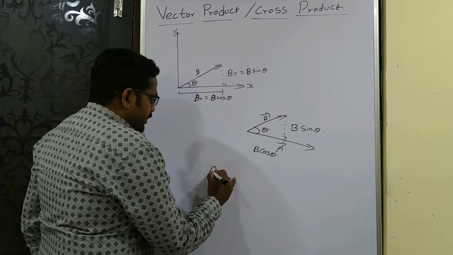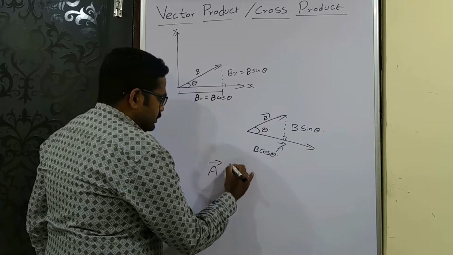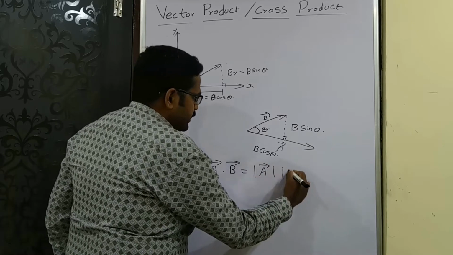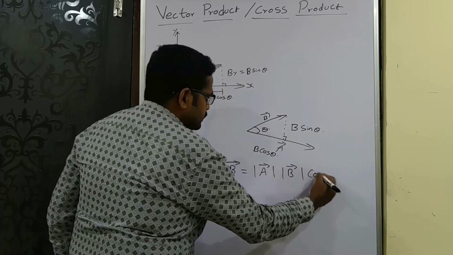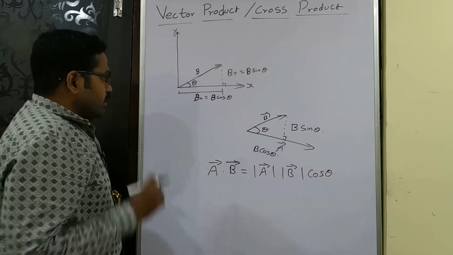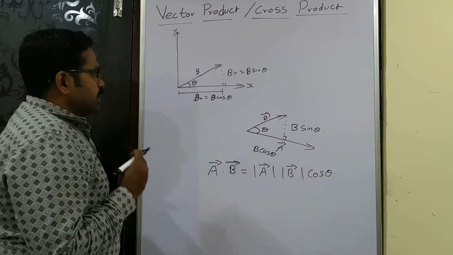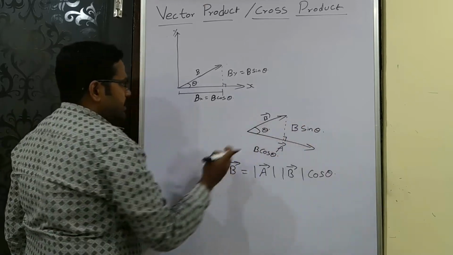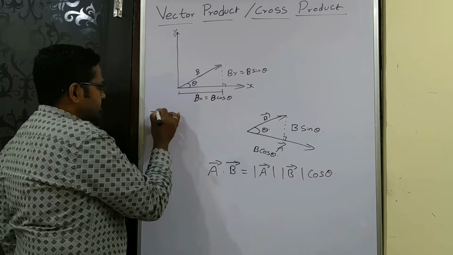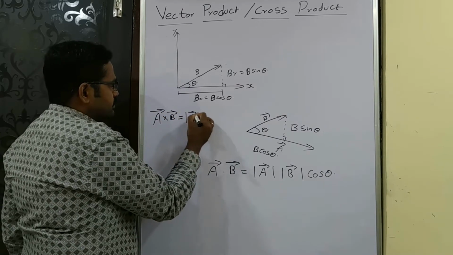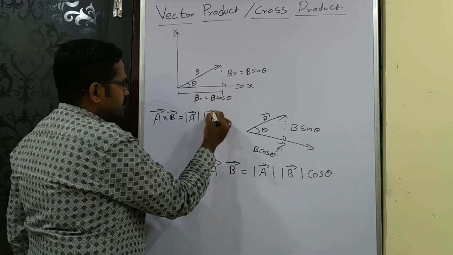That is, vector A dot vector B is equal to mod of A mod of B cos theta. I hope you all remember this from the last class. For the cross product, or vector product, what we take is this perpendicular component. So vector A cross vector B is equal to mod of A mod of B sin theta.